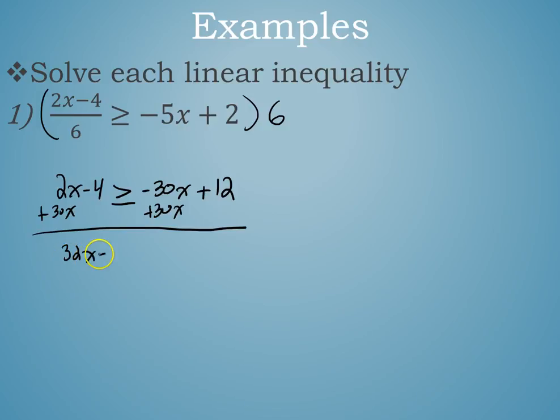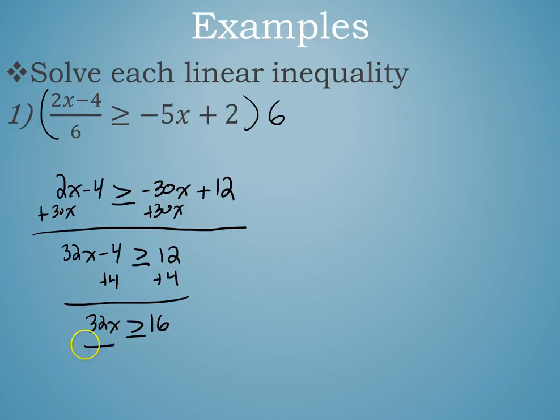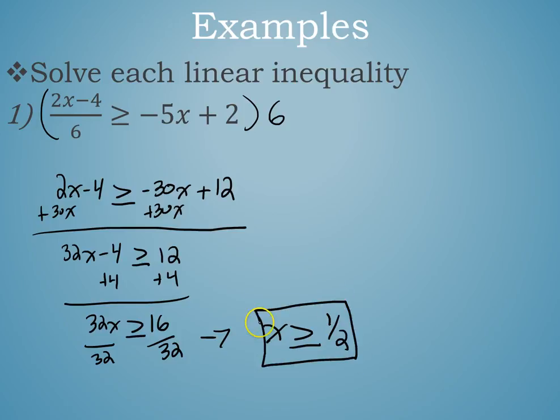So we have 32x minus 4 is greater than or equal to 12. We add the 4 to both sides. 32x is greater than or equal to 16. We divide by 32. And we get x is greater than or equal to 1/2. You're obviously going to get fractions and decimals. That's fine. Just make sure you either reduce the fraction properly or write your decimal properly as well. And again, I could have subtracted 2x from both sides and I would have gotten the exact same answer. Solve these the way you would solve any normal equation. Just remember to flip the inequality when you're dividing or multiplying by that negative number.